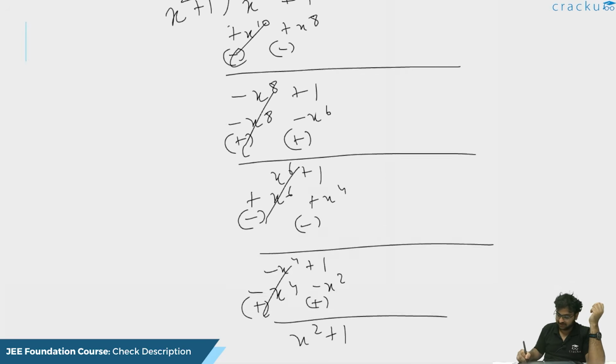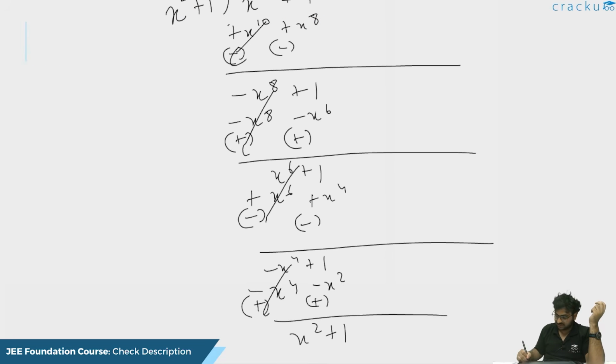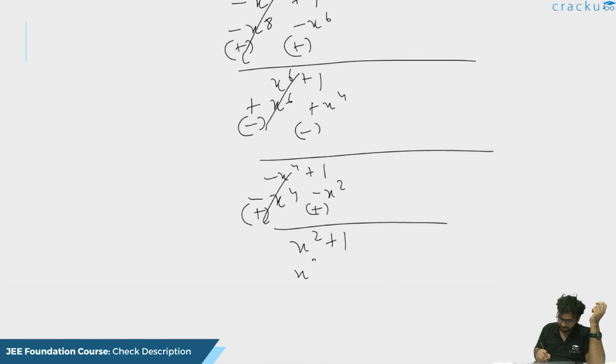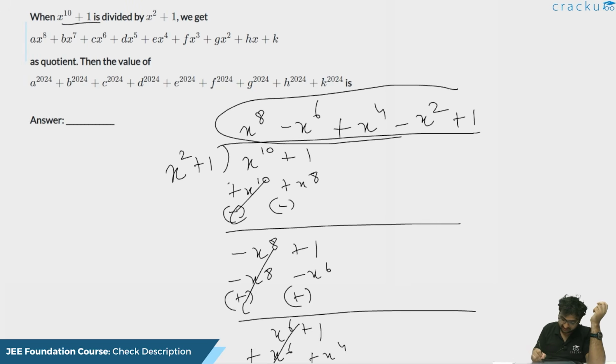x square plus 1. Now let us multiply this with 1. So 1 into x square plus 1 is x square plus 1, minus. So this will become 0. So we got the quotient. Quotient is what? This. Okay. Now this equation is given, which is the quotient.